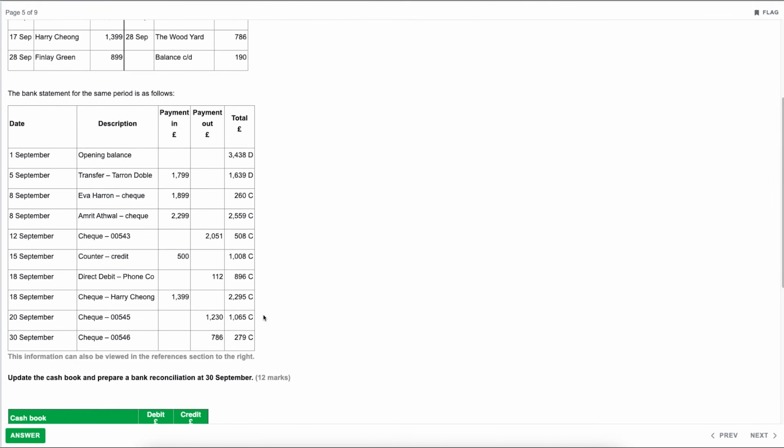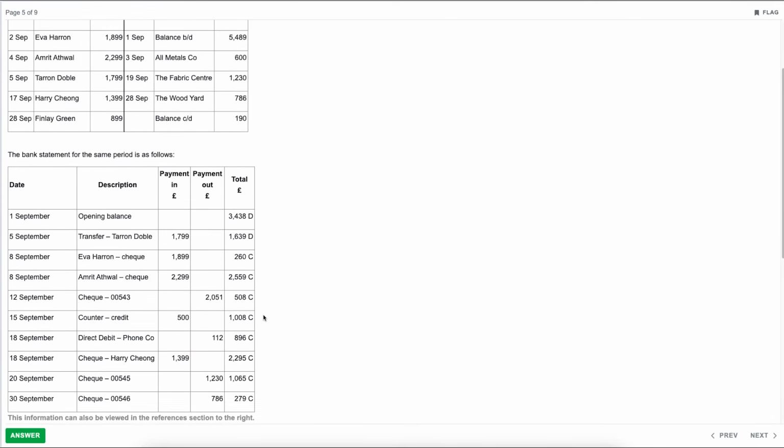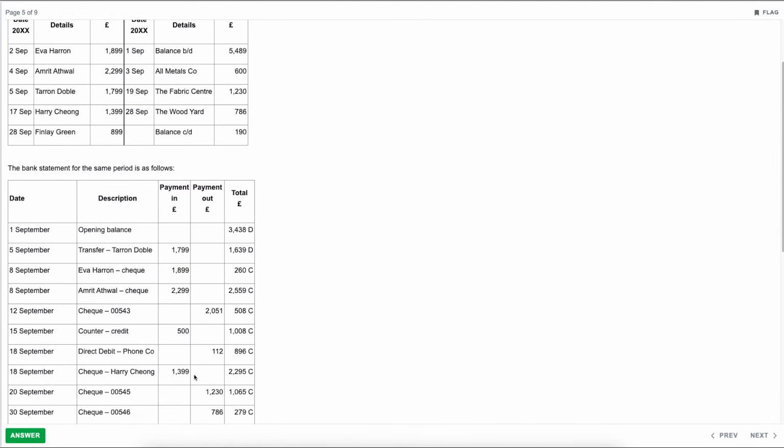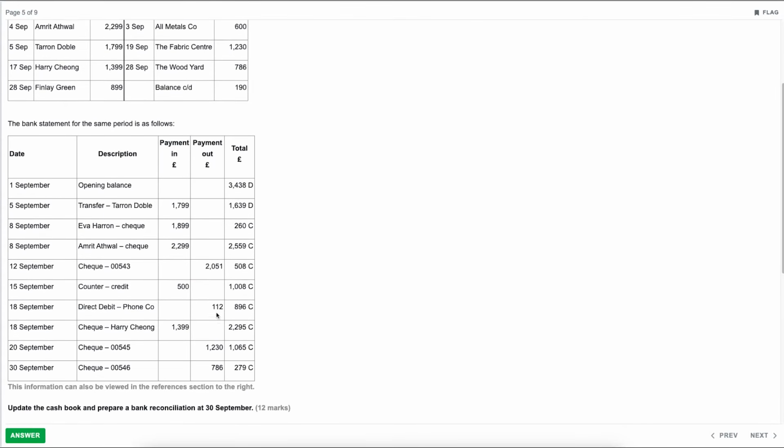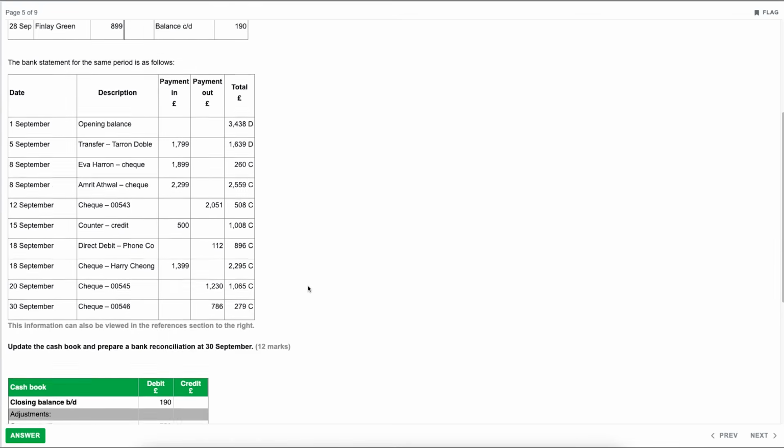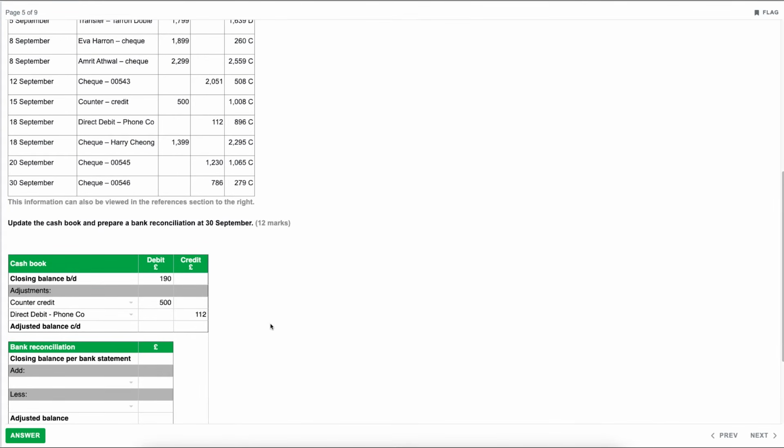Okay, we will check the others. However, that's everything on there that wasn't on there. So, we'll just double check. So we've got 1399, which we have here. 1230 Fabric Centre, which we have here. And last one, 786, the Woodyard, which we have here. Okay, so we know that that's correct.